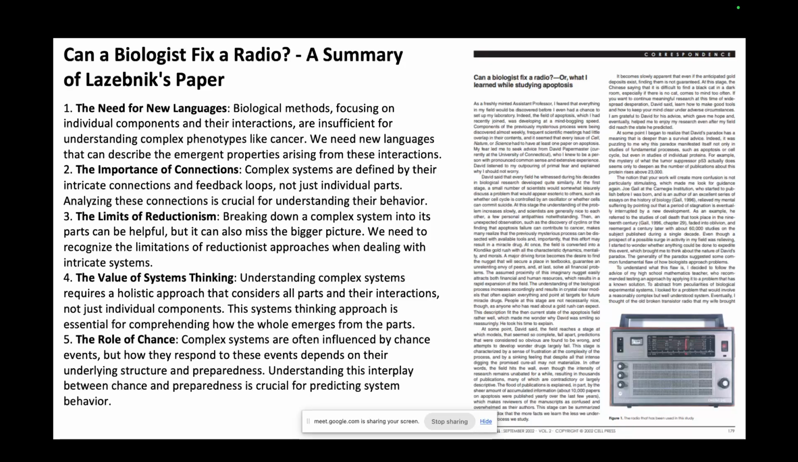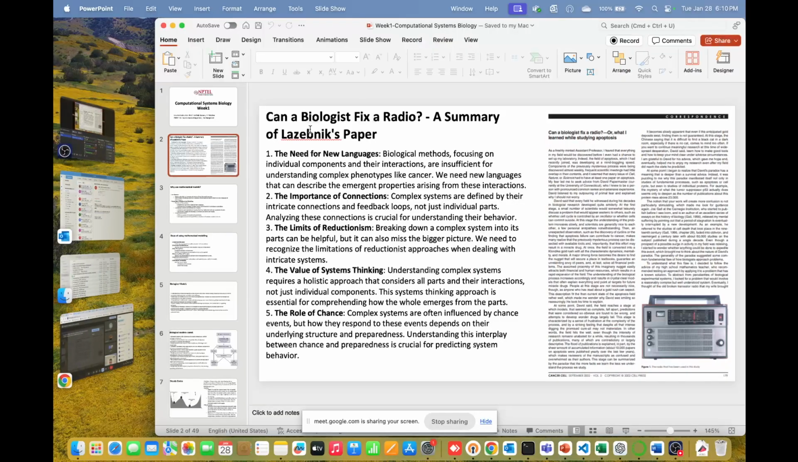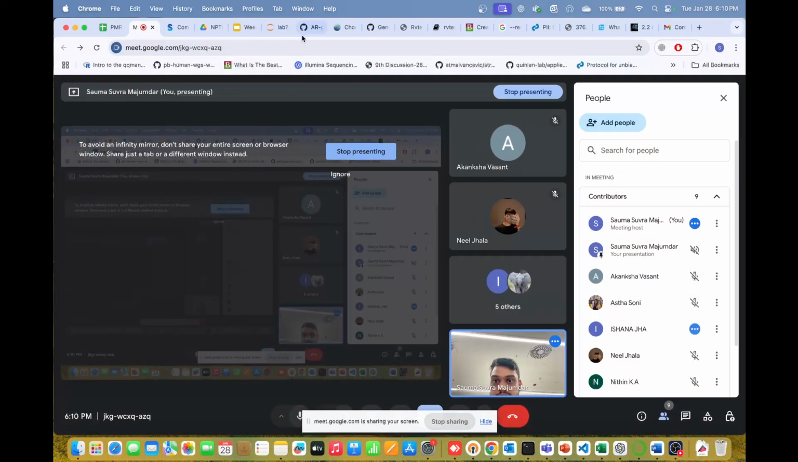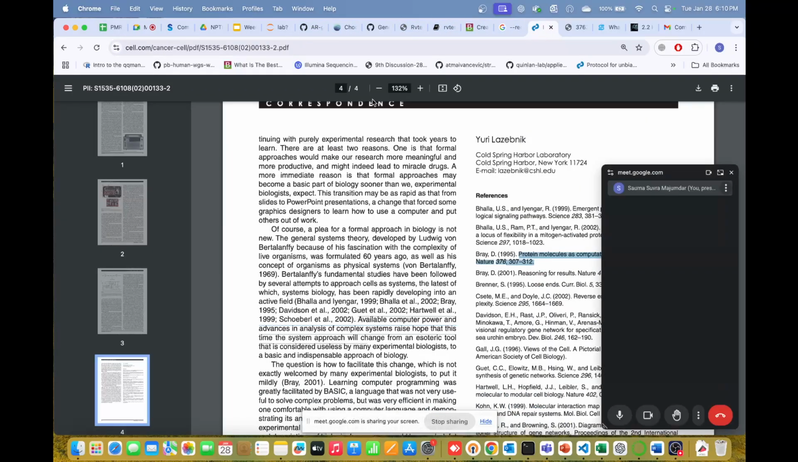I just gave you an example. You can read the paper and you'll understand what he's trying to say. It's a very simple paper. I'll leave a link here as well. I think I have it open here somewhere.